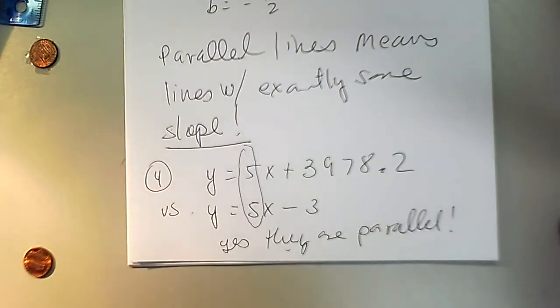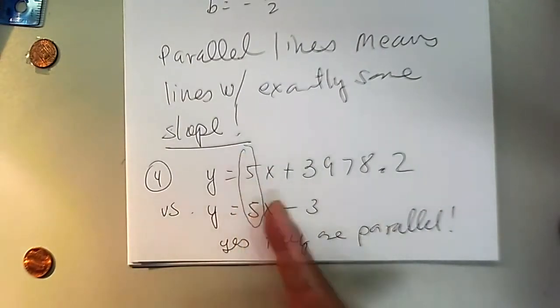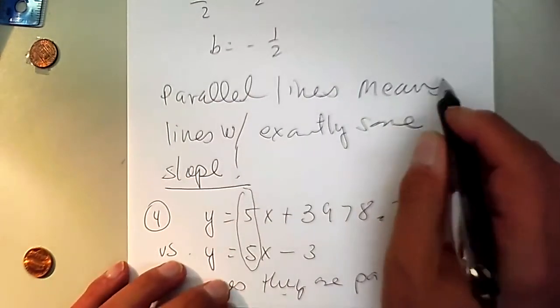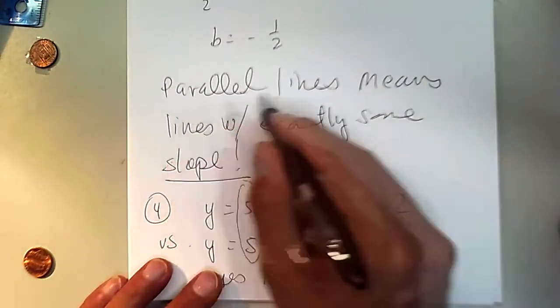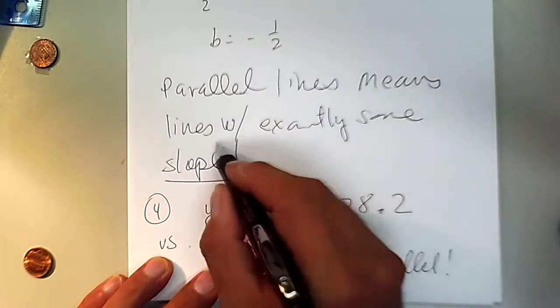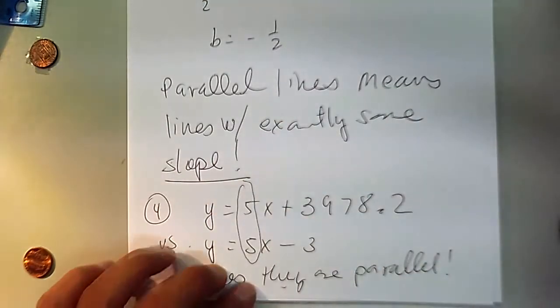Yep. If somebody asks you whether they're parallel, yeah, you can see it. Same slope. That is exactly what I'm trying to show here. Parallel lines means exactly the same slope.